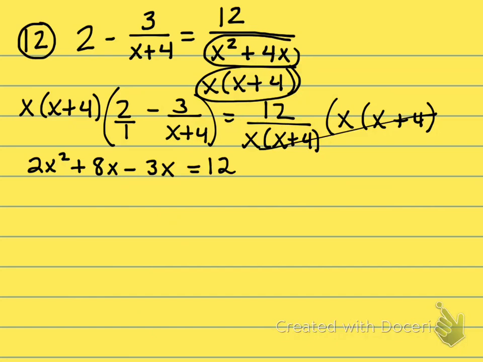Alright, so now we have to solve this equation. It's quadratic. We're going to move all the terms to one side and hope it's factorable, and this one is factorable. So we have 2x squared plus 5x minus 12 equals 0.